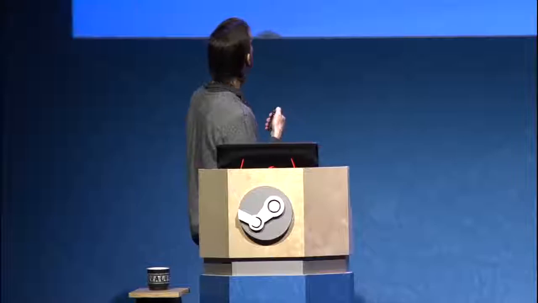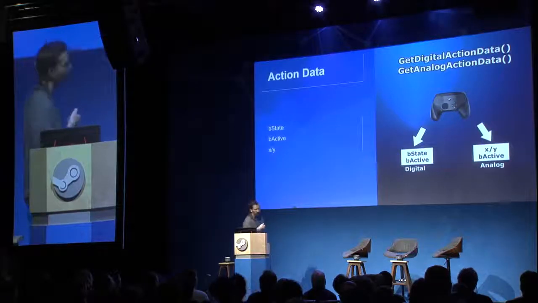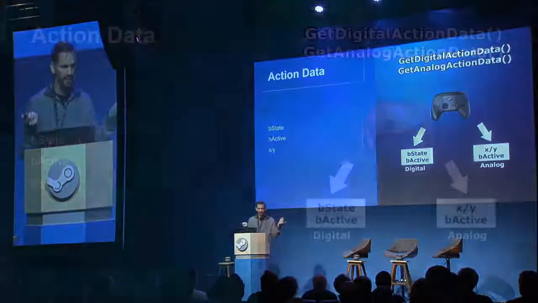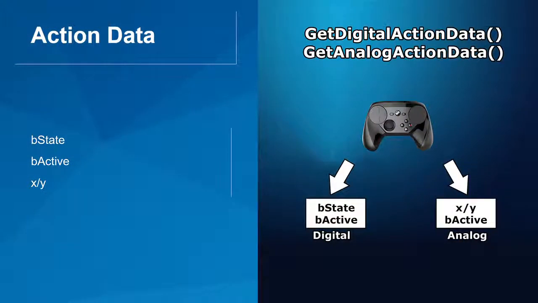Next, let's talk about the actual data you get from stuff. This is how you actually get what's happening, right? This is the meat of your actual input: get digital action data and get analog action data. By the way, you should go out and read the actual Steam Controller documentation because I can't be nearly as thorough. This is just to make it human friendly. But anyway, these are the functions that you're going to call to get your actual information.